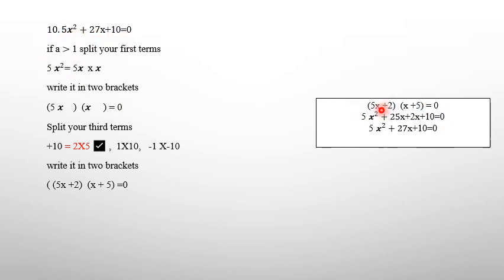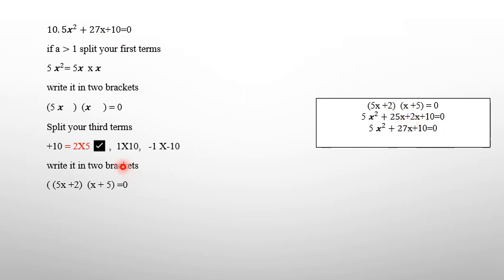So when you multiply this one, 5x with x gives me 5x square. 5x with 5 gives me 25x. Next, 2 with x gives me 2x. 2 with 5 gives me 10. That is equal to 0. So 5x square, because I don't have any other x square term, I will write it as it is. Next, 25x plus 2x. Here both are x terms, so I can add them. If I add, I'll get 27x plus 10 equal to 0. So we got the same question.